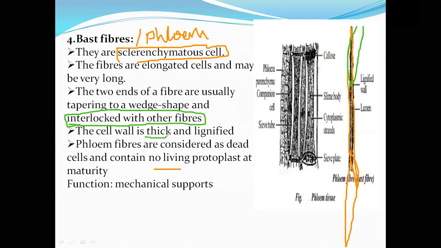Next point: the cell wall is very thick. Because of this thickening, they have a narrow lumen. The central lumen means the empty place in the center of the cell. This one is the lumen. Why does it become narrow? Because of the thick lignified cell wall, the empty gap in the center becomes narrow. So that is the narrow lumen.